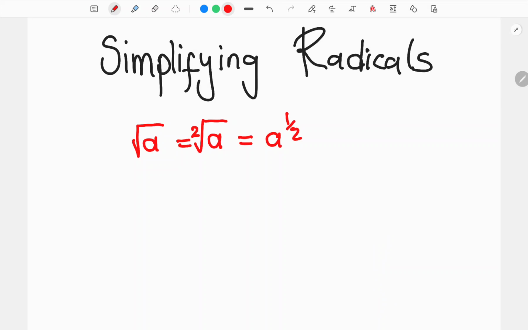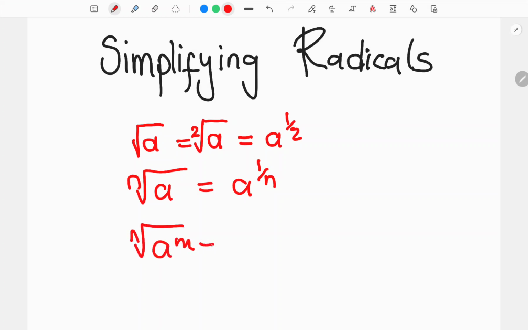Another common radical law is that when you have the nth root of a, this can be represented as a to the power 1 over n. And then another quick one is when you have the nth root of a to the m. It's the same thing, just a different way of representing it. You have a, so this is your inside exponent, and the n is called the index, so this becomes a to the power of the exponent over the index.